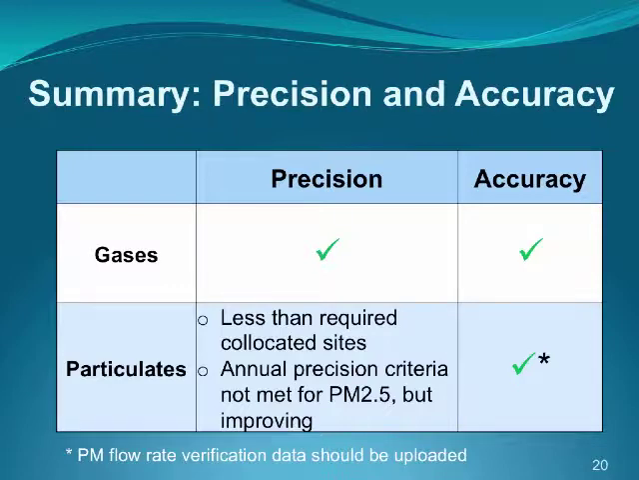If you see this asterisk for accuracy, this is based on limited information that's being uploaded. You saw the blue ovals that we pointed out previously. We recommend operators upload additional flow rates because it helps us determine accuracy and bias.